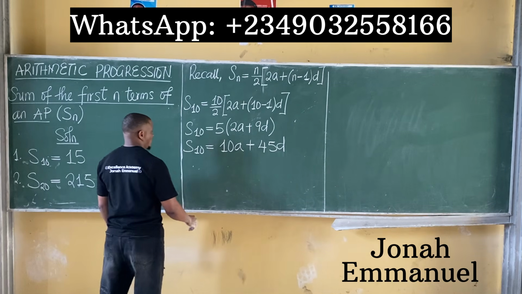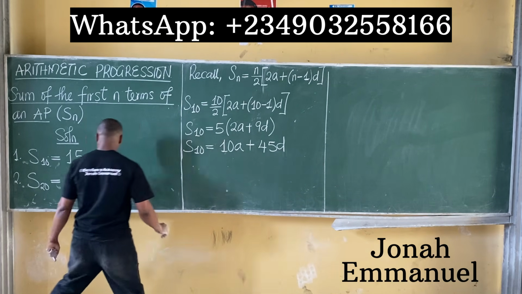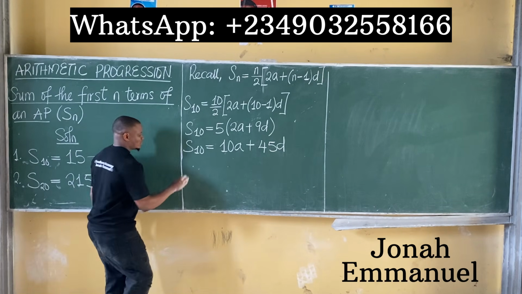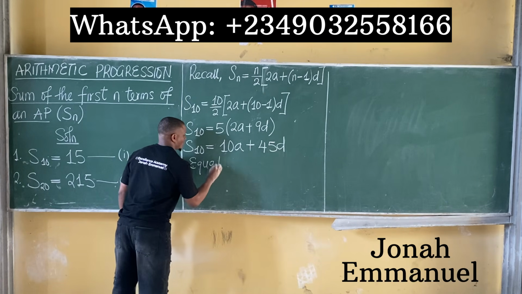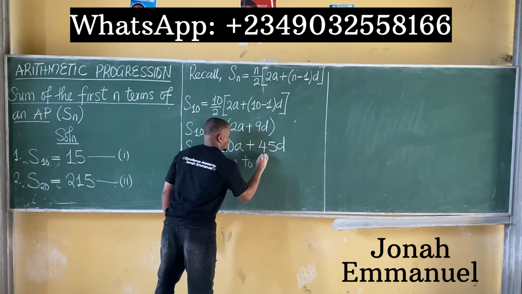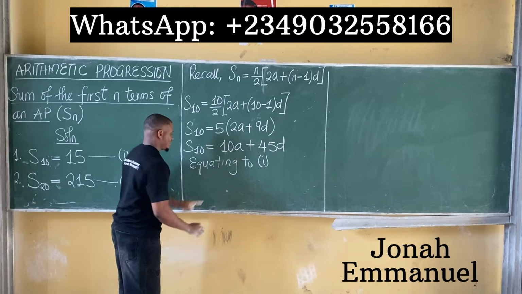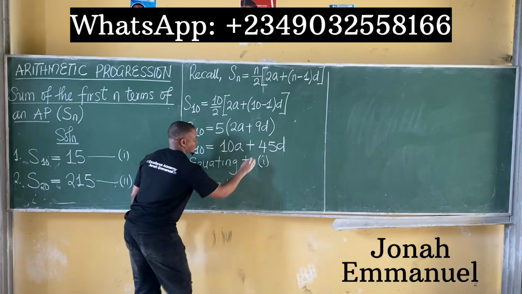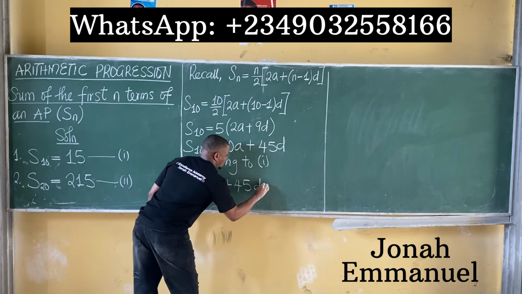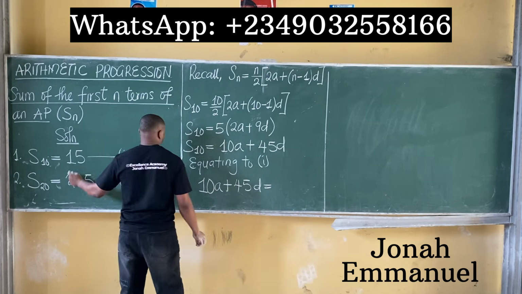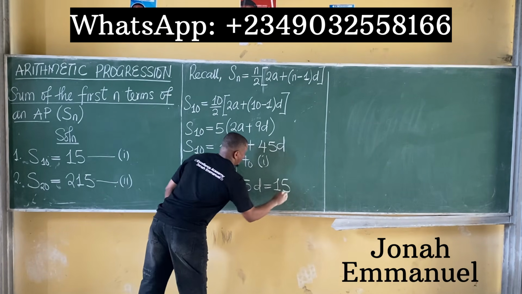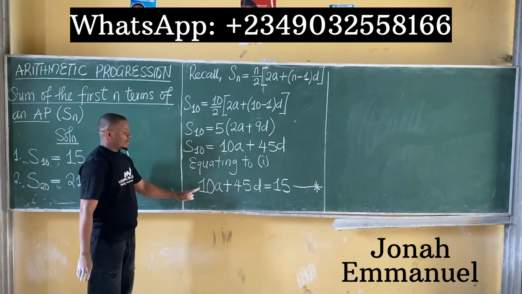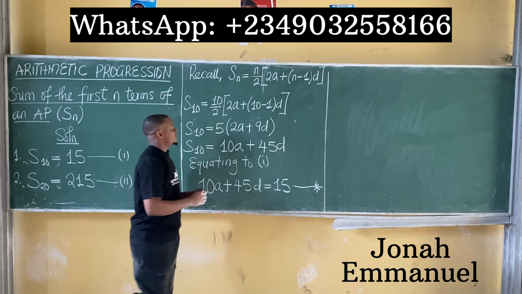In essence, we equate this to this. Let's call this equation 1. Let's call this equation 2. So equating to equation 1, we have the S10, which is this. You can say 10a plus 45d is equal to, what's S10 here? S10 here is 15. So it's equal to 15. Let's call this equation asterisk. All right, so we've gotten this for S10.